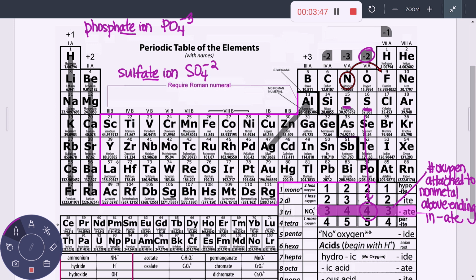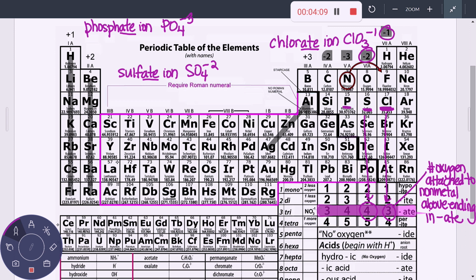is its formula. Okay? If I have something like the chlorate ion, sounds like chlorine. Chlorine is right here. So Cl, go directly underneath it. O3 -1 is the chlorate ion.